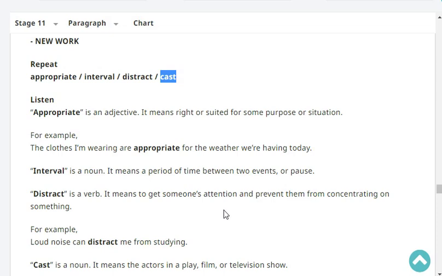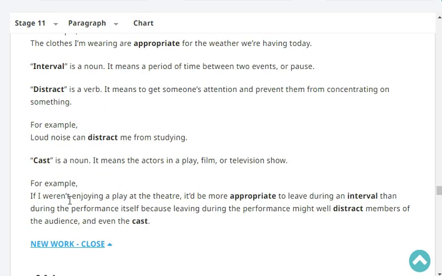Interval. Interval is a noun. It means a period of time between two events or a pause. Distract is a verb. It means to get someone's attention and prevent them from concentrating on something. For example, loud noise can distract me from studying.